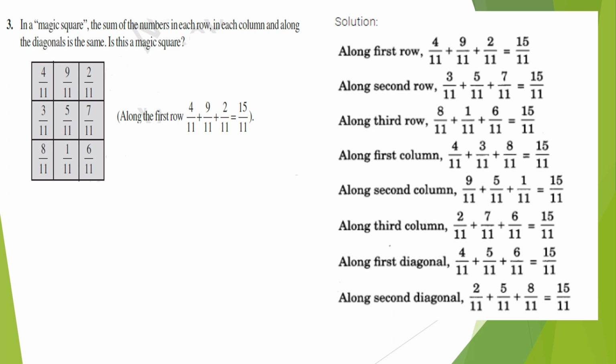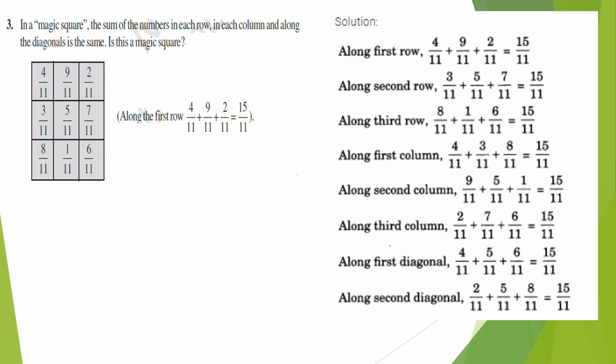Now what is remaining? Yes, we can add the fractions diagonal wise. Two diagonals are there. Along the first diagonal, the given fractions are 4 upon 11 plus 5 upon 11 plus 6 upon 11. While adding, we get the answer as 15 upon 11. The second diagonal, the fractions are 2 upon 11 plus 5 upon 11 plus 8 upon 11. That is 2 plus 5 plus 8 whole divided by 11, which is equal to 15 upon 11.